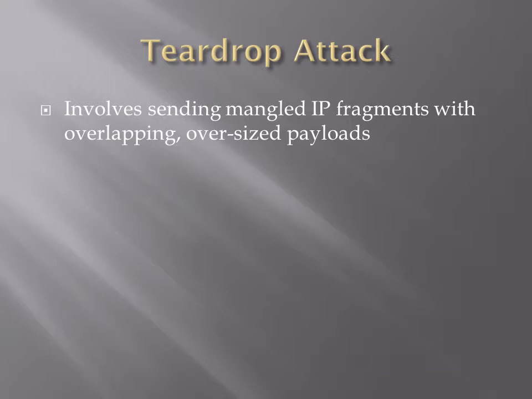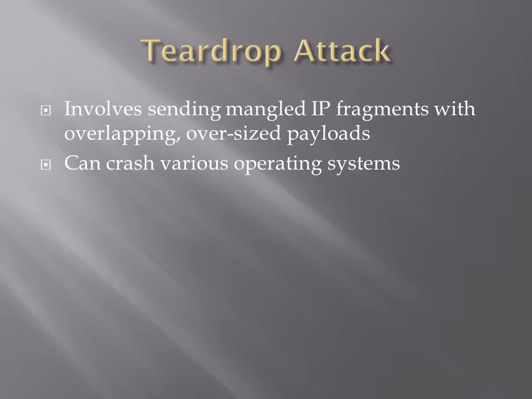The teardrop attack involves sending mangled IP fragments with overlapping and oversized payloads to the target machine. This can crash various operating systems such as Windows 3.1, Windows 95, as well as Windows NT and also older versions of Linux. Notice that these are attacks on older machines, and this type of attack normally does not happen today because of the prevention techniques we have in place.